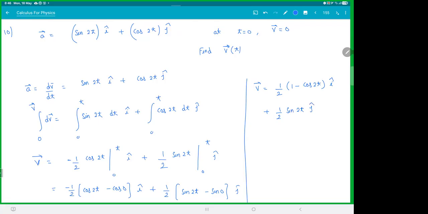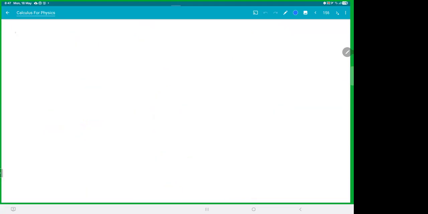There. All clear with that? Clear, na, Radhika? Shreya? Clear? Manav? Clear? All clear with this?